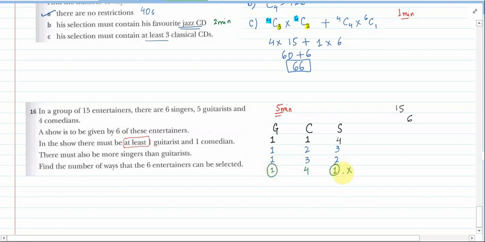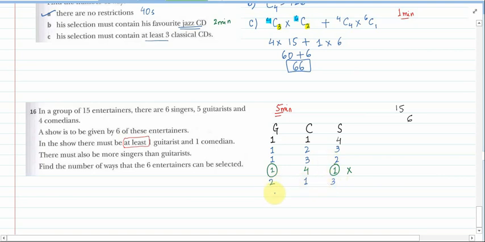So we are not going to consider this one. Similarly, I'm going to raise the number of guitarists now. If there are 2 guitarists and we have 1 comedian, the leftover part for singers must equal 3, because we are looking for 6 entertainers. 2 are guitarists, 1 is comedian, so the leftover parts are 3.